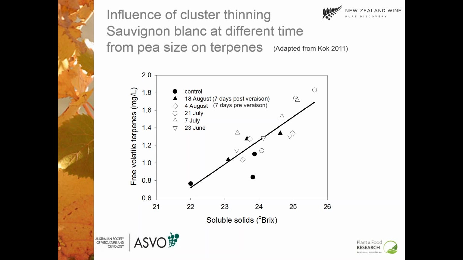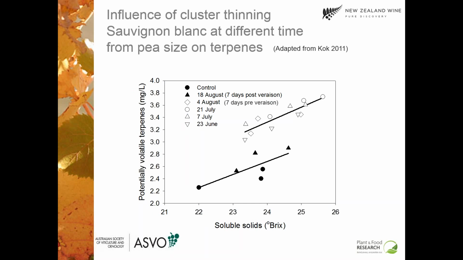However, in contrast, the potentially volatile terpenes were very much affected by the timing of thinning. Thinning pre-veraison, the open values up here, resulted in higher potentially volatile terpenes, even at similar soluble solids to those vines that were thinned post-veraison or unthinned. So the timing of the thinning appears to be having a significant effect on the potentially volatile terpene concentrations.